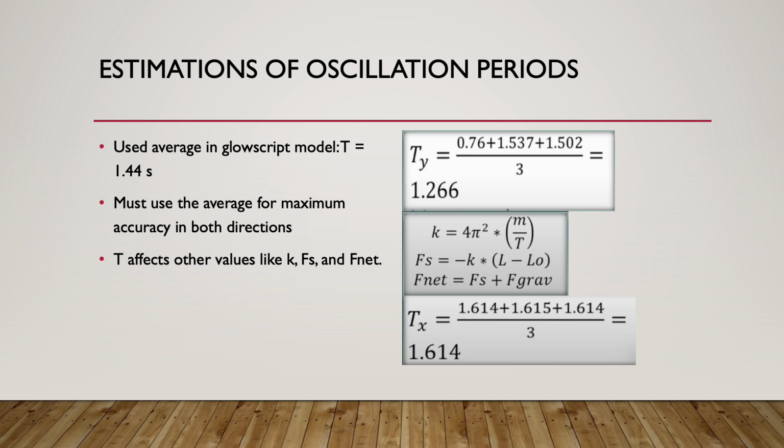In my GlowScript model, I used an average of the periods of oscillation obtained from both the time versus X position and time versus Y position graphs. This was to obtain the best period of oscillation for both the X and Y directions. If I used an average of only the first 3 oscillation periods from the original graph, there would be lower accuracy in the model, and vice versa. It is important to use the average since the value of T affects both K and the spring force, and then the net force, as seen here.